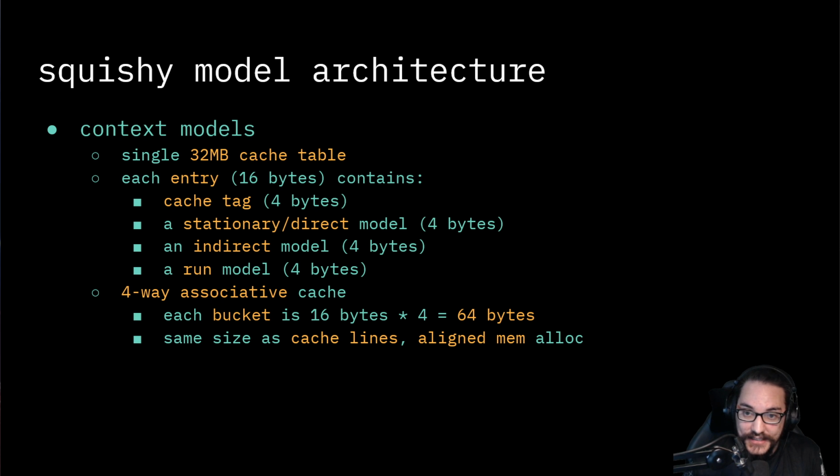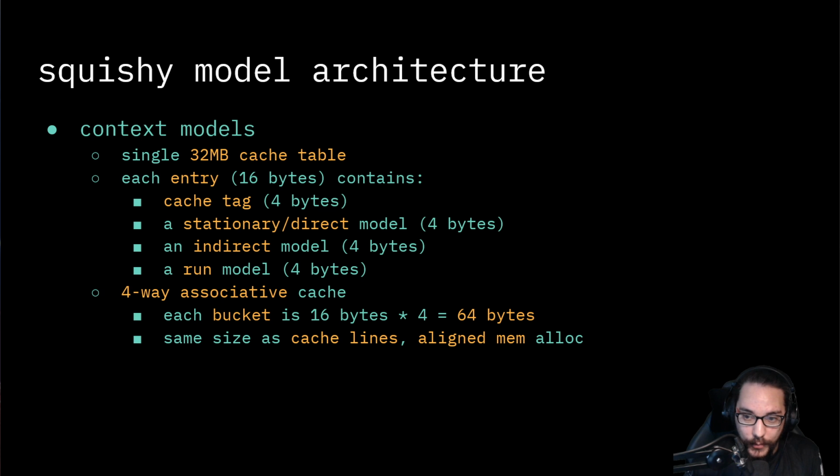So first we have a set of context models. Again, there's this single 32 megabyte cache table. Each entry, which is 16 bytes large, has a cache tag for the actual cache table structure. Then it has state for a stationary direct model, which is 4 bytes. It has state for an indirect model, which is another 4 bytes, where I think I use 2 bytes for the count and 2 bytes for bit history, or maybe I distribute that differently, I honestly don't remember. And then I have a run model, which I mentioned briefly earlier as well. So those are the 3 models there.